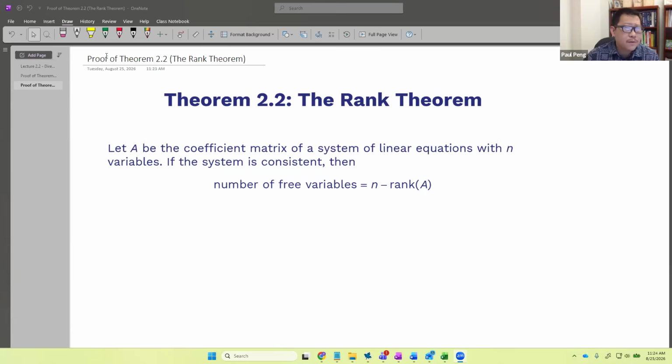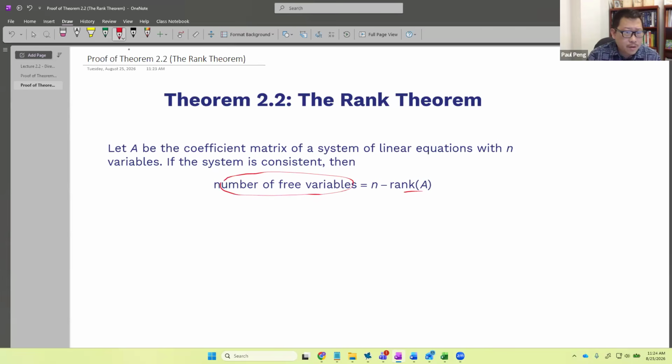In this video, let's prove Theorem 2.2, the rank theorem. The rank theorem says if A is the coefficient matrix of a linear system with n variables, and the system is consistent, then we can find the number of free variables using the rank. It equals n minus the rank of A. See, the number of free variables is linked by the rank.